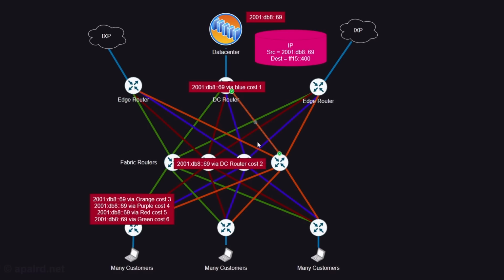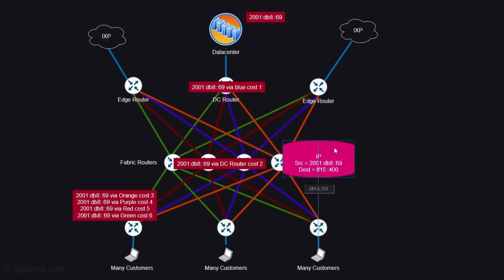So they're going to take their uplink if they can. And then down here, we're adding some artificial cost to some of the routes. So orange is preferred, then purple, then red, then green, specifically for this route. So we would probably have to do this using BGP. We probably can't do this with OSPF.